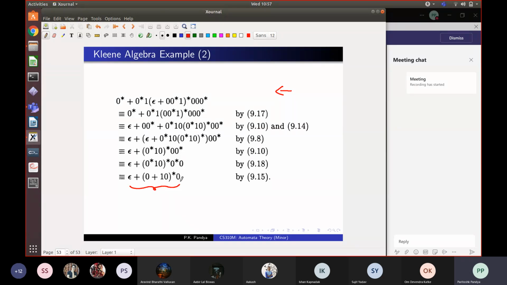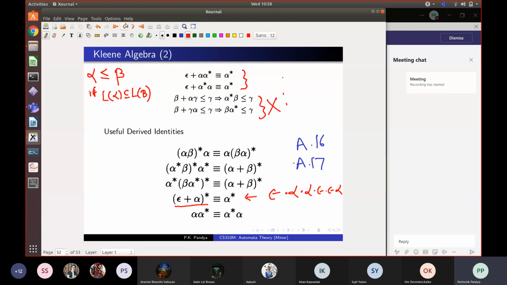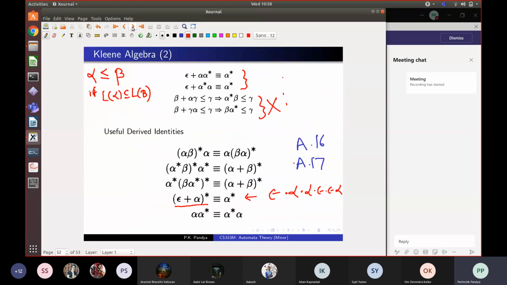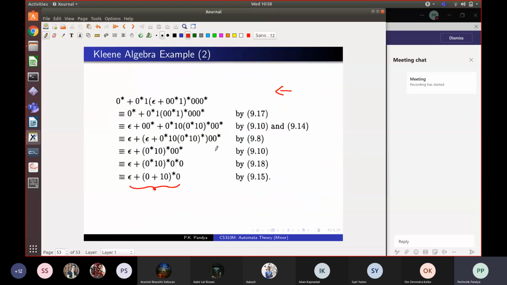So I think I will not do this proof in this class. Proofs are very boring to do, and I think you have to understand them yourself. So I would urge you to look at this proof of equivalence of regular expressions using the laws that we have done and check that you are able to understand this proof, right?